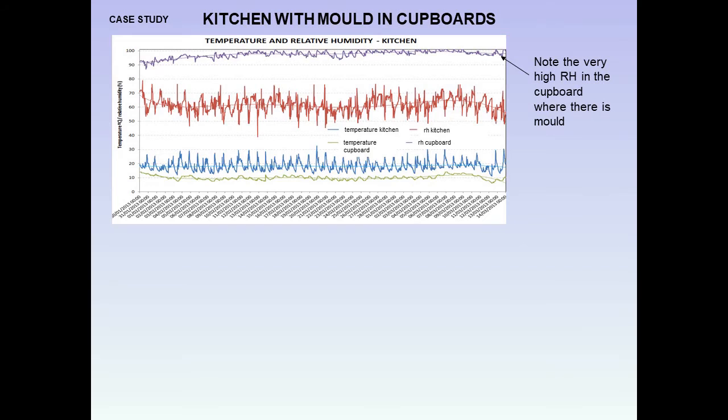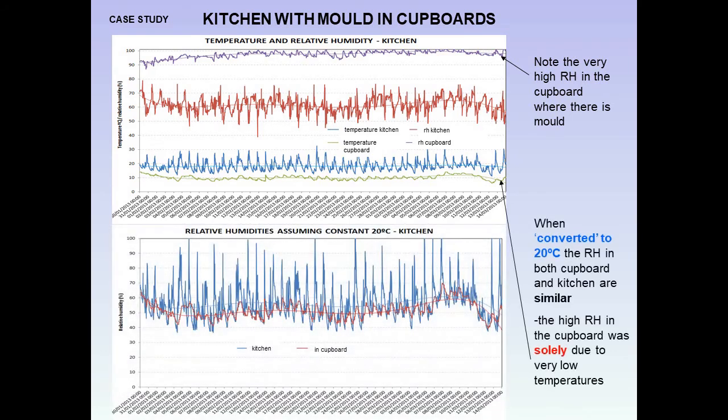Another problem that occurred, a kitchen with mould in the cupboards. And note the very high relative humidity in the cupboard where there is mould. It was over 90%. It was in a kitchen. However, if we then did our conversion and made the assumption that the cupboard was now 20 degrees, and then compared it with the assumption that the kitchen was at 20 degrees, we can see that the data was very, very similar. Thus the high relative humidity in the cupboard was solely due to the very low temperatures.